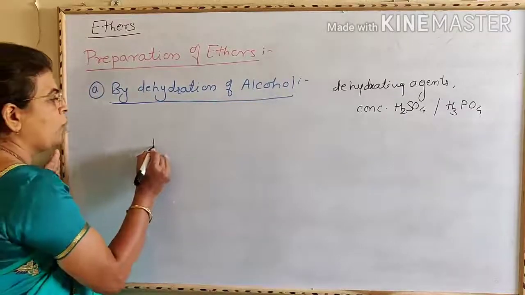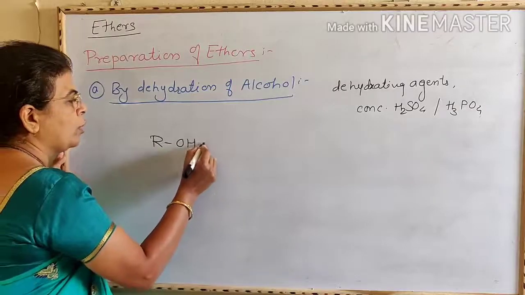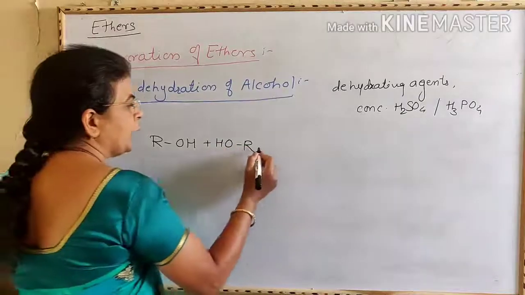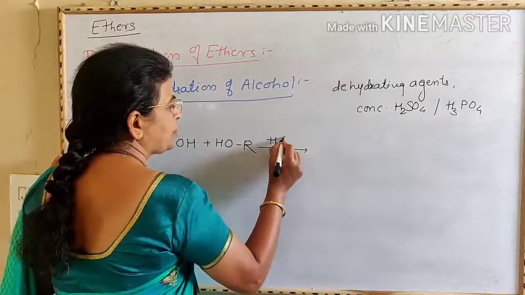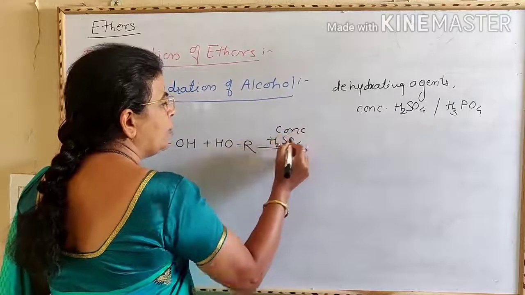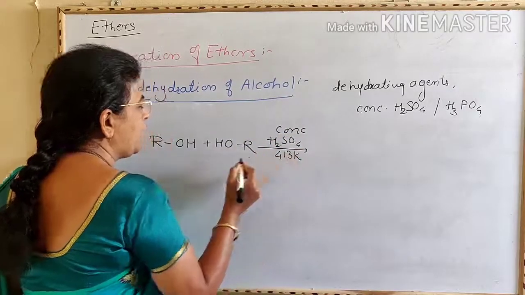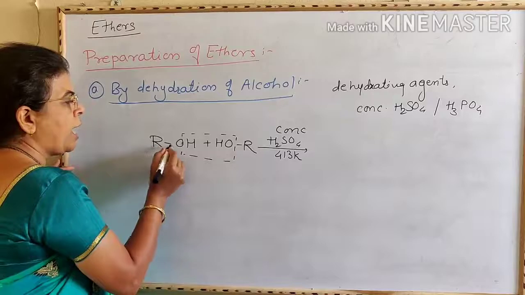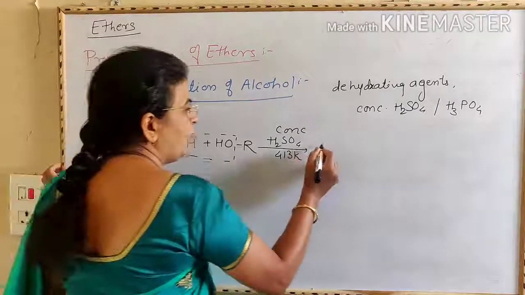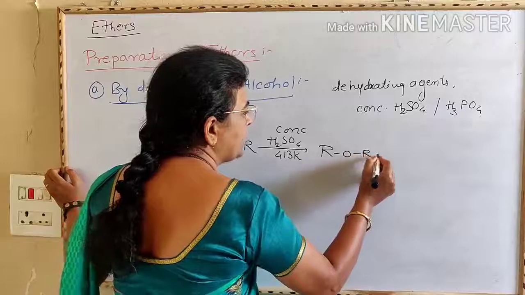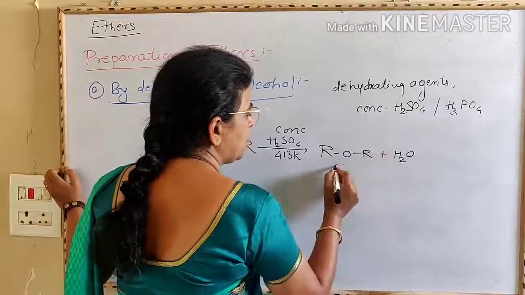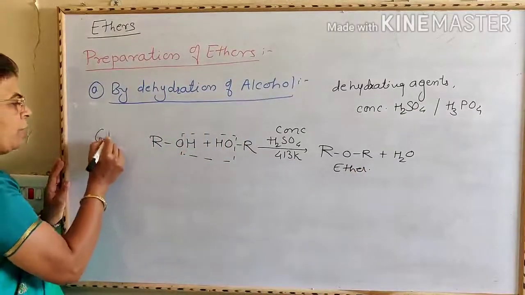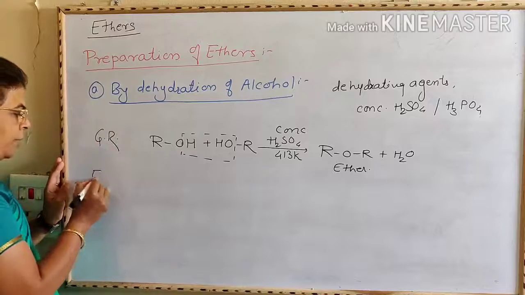Look here. When two molecules of alcohol are treated with concentrated H2SO4 at 413 Kelvin temperature, they undergo intermolecular dehydration like this. Removal of H2O takes place and this RO gets attached to this R to form ROR plus H2O. This is ether. This is intermolecular dehydration. This is the general reaction.